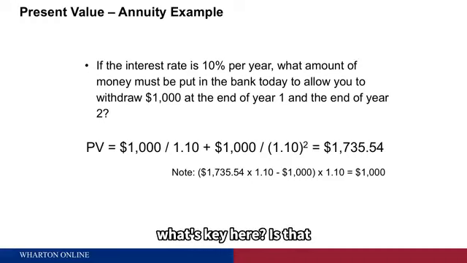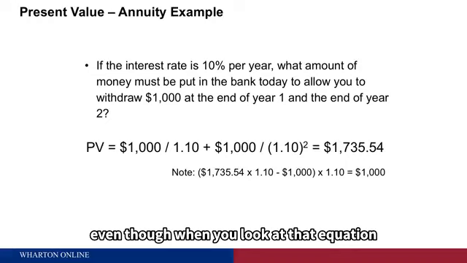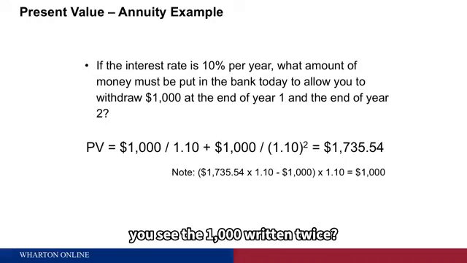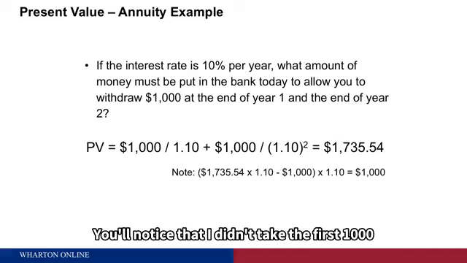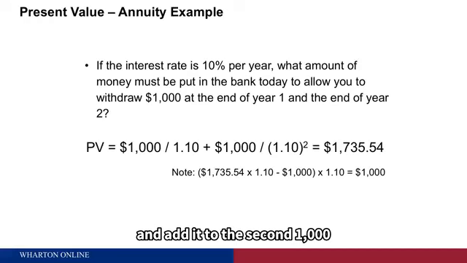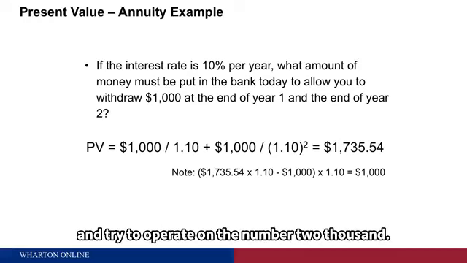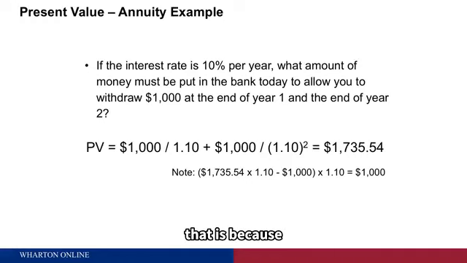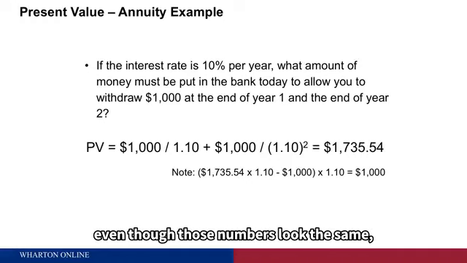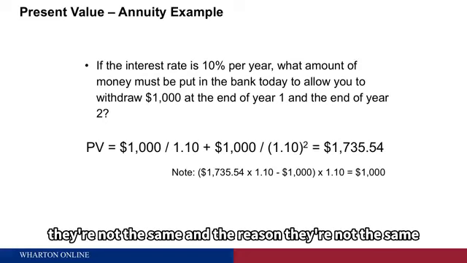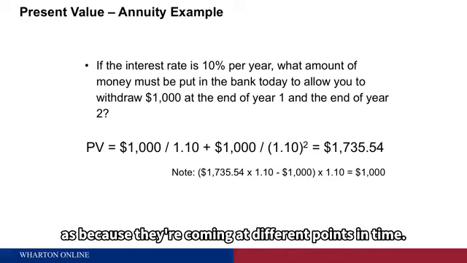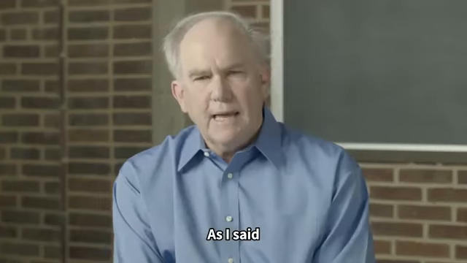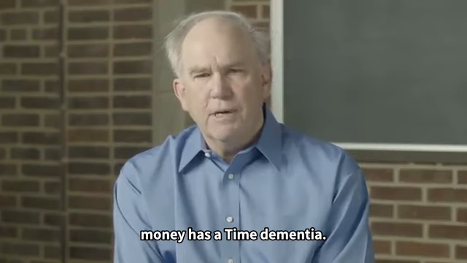What's key here is that even though when you look at that equation, you see the 1,000 written twice, you'll notice that I didn't take the first 1,000 and add it to the second 1,000 and try to operate on the number 2,000. And the reason I didn't do that is because even though those numbers look the same, they're not the same. And the reason they're not the same is because they're coming at different points in time. As I said, money has a time dimension.